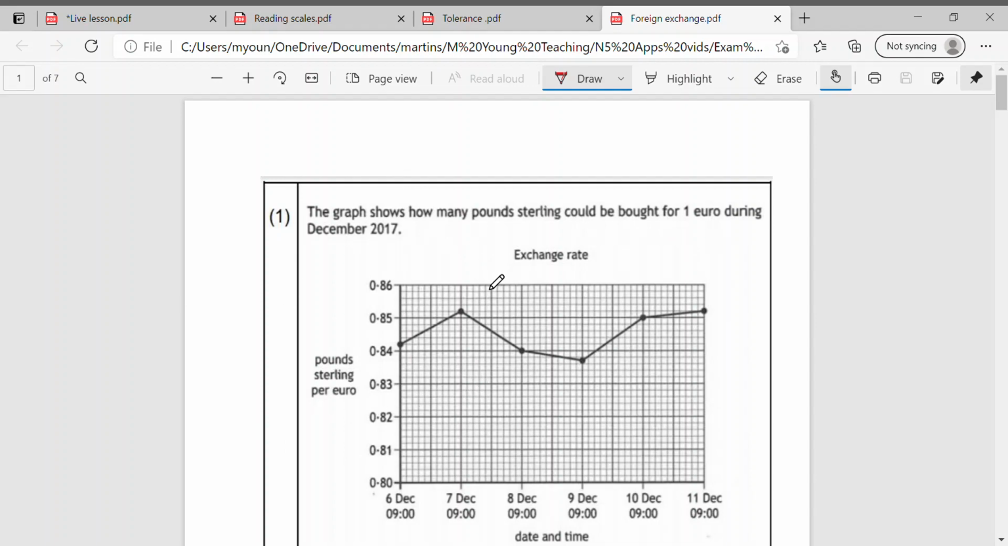So this graph shows how many pounds sterling can be bought for €1. So for this one, we're not given the usual £1 equals exchange rate. We're given the opposite of that. We're told that €1 equals how many pounds. So this then has a wee effect on our quick conversion diagram. Normally it would be times going from pounds to foreign currency.